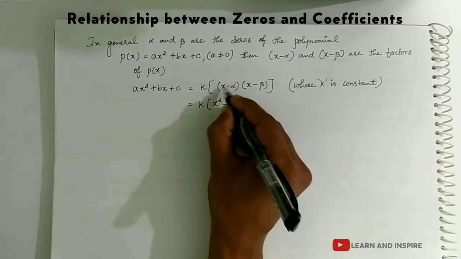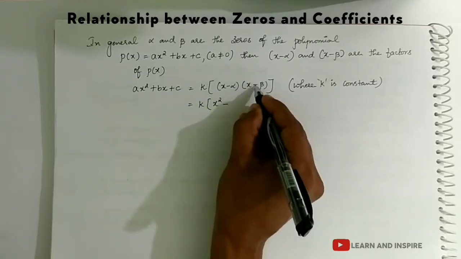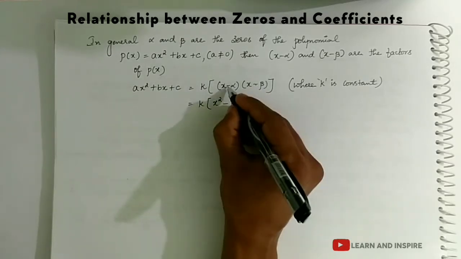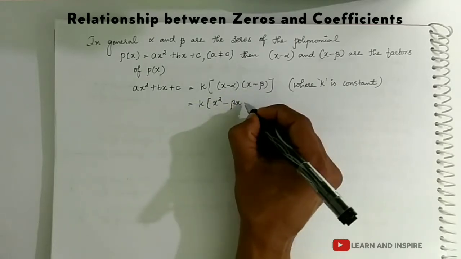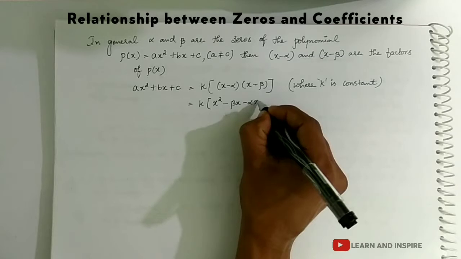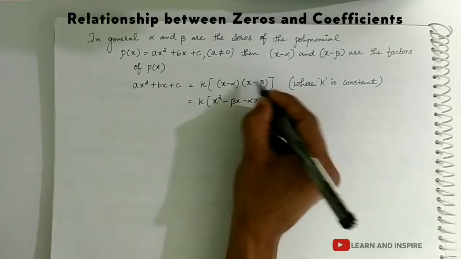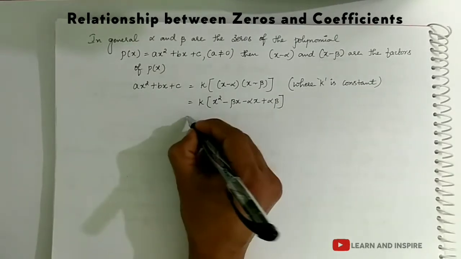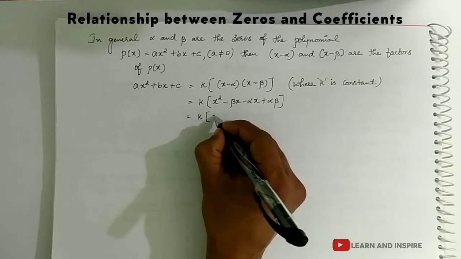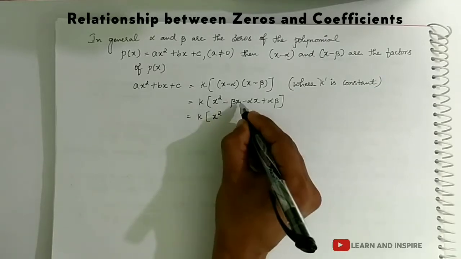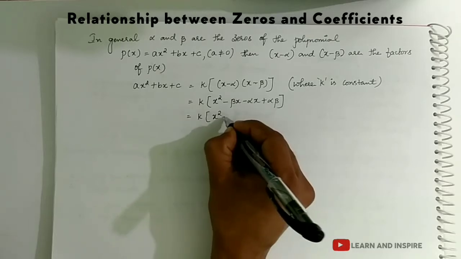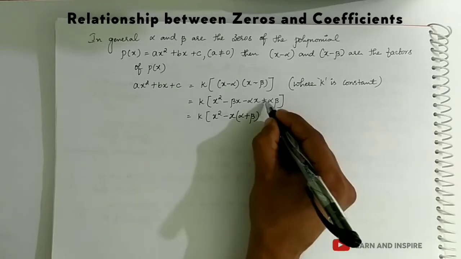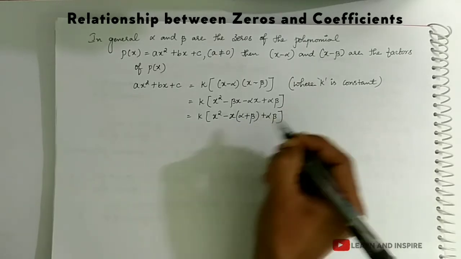So from this I write k into x square minus, so I multiply: x into x is x square, minus x into beta is beta x. And again I write here minus alpha into x is minus alpha x, minus into minus is plus, alpha into beta is alpha beta. Okay, now here I take minus x as common, so you can see minus x. I take minus x as common, and what is left? Alpha plus beta, plus alpha beta. I write as it is.